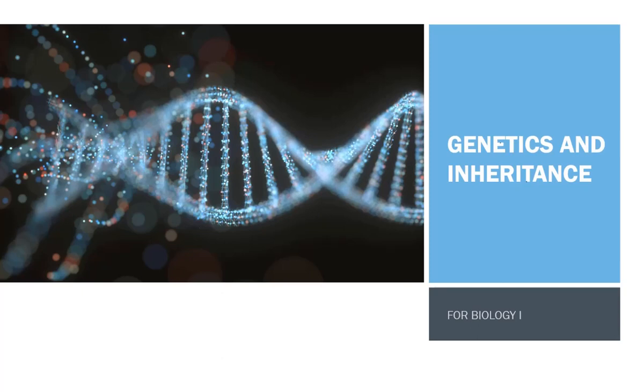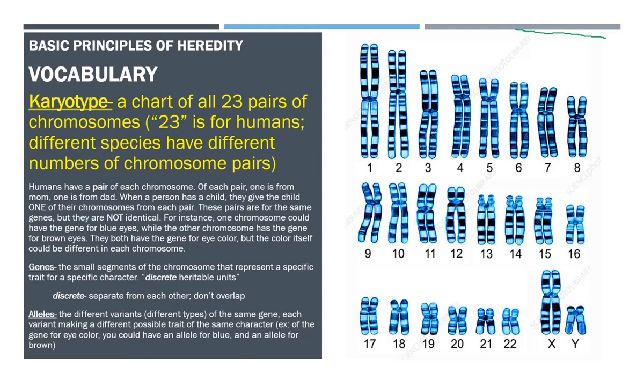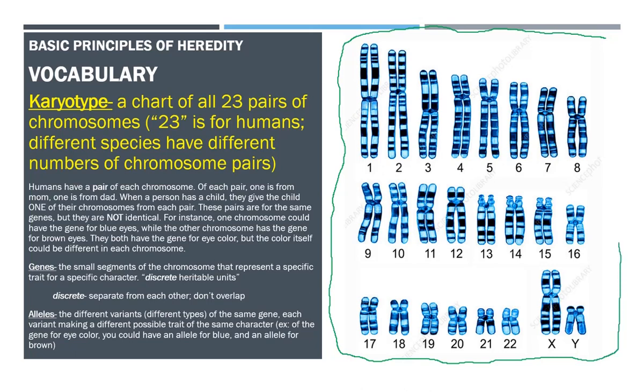Okay, so this video is all about genetics and inheritance, including Mendelian genetics. And this is the genetics that you're going to need for your Biology 1 college class. Over here we have a picture of a karyotype. So a karyotype is a chart of the chromosomes of an individual species.